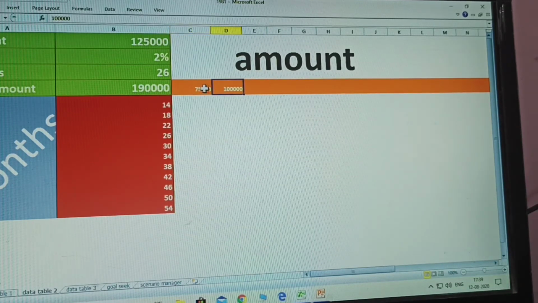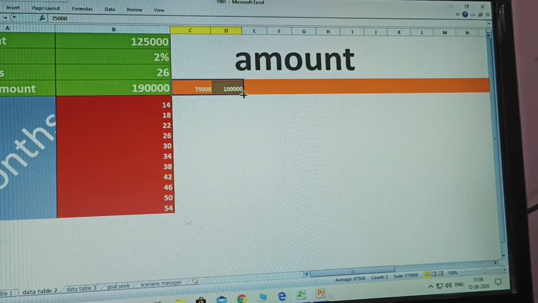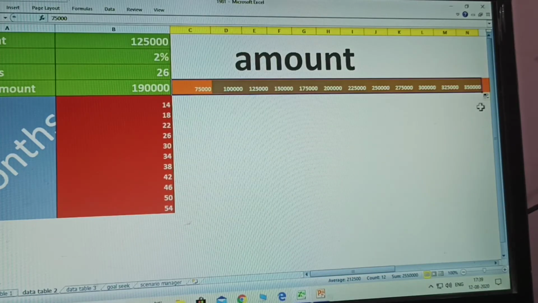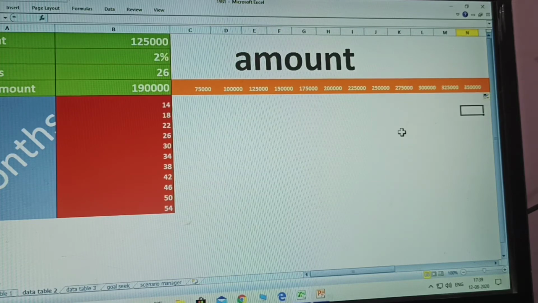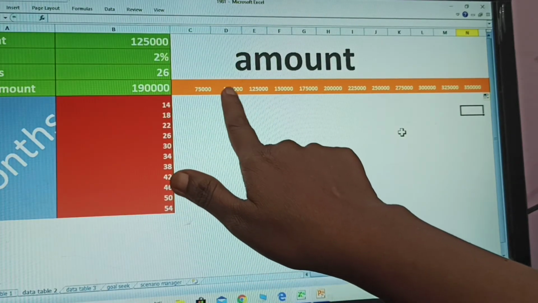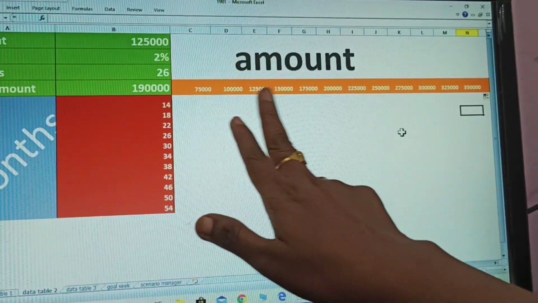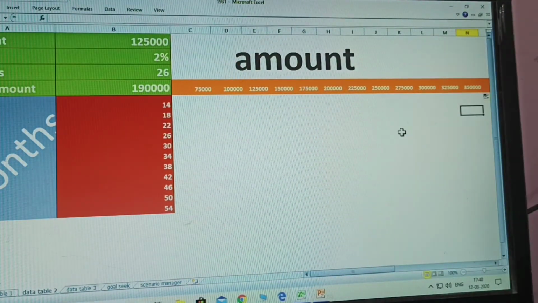Okay, see here, I have given two numbers. After this, the black one is the fill handle. What is this? Fill handle. You just drag it, and all comes automatically. The difference between the first two numbers is maintained for all the numbers.